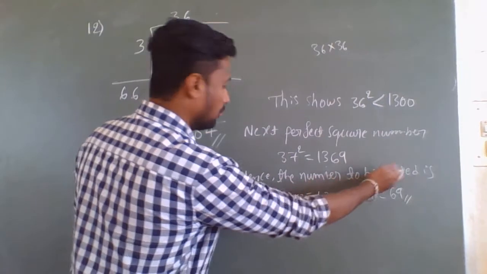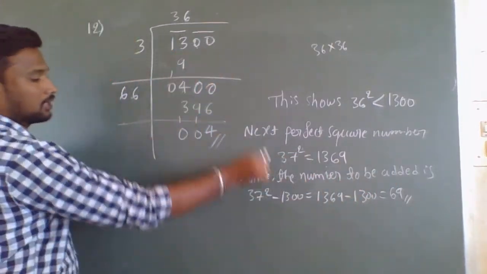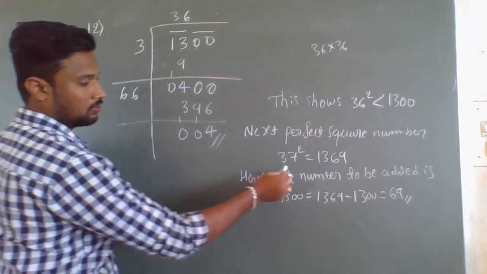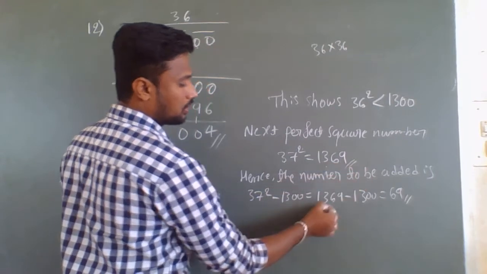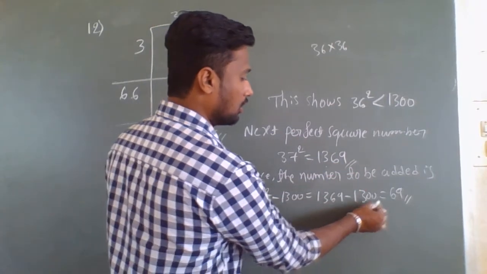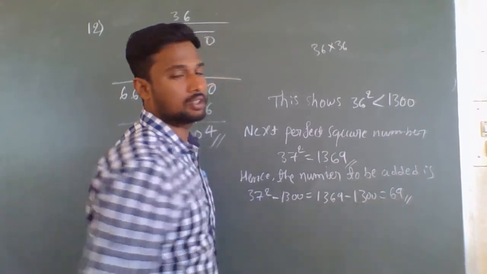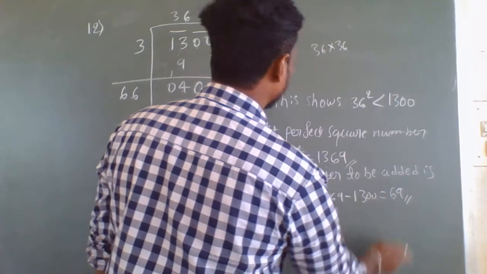Therefore, the number to be added is 37 squared minus 1300. So 37 squared means what we will get? 1369 minus 1300 equals to what we will get? 69. Therefore, this 69, what does it indicate?